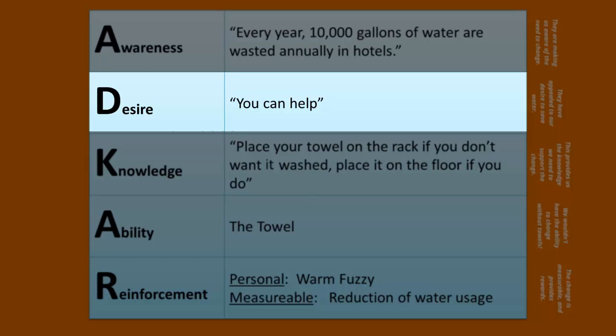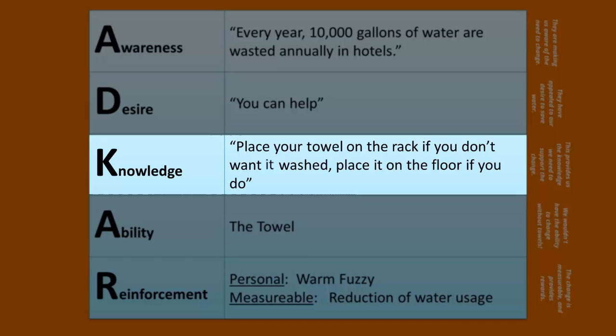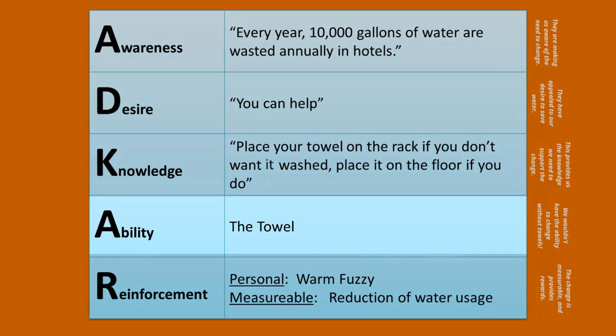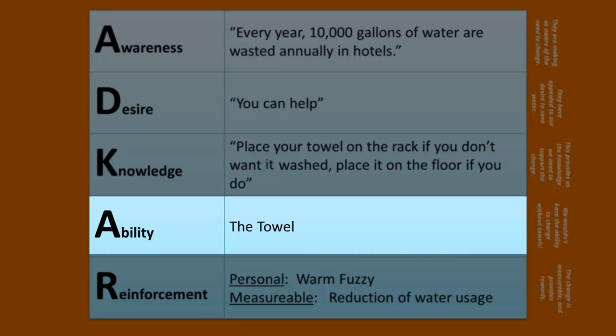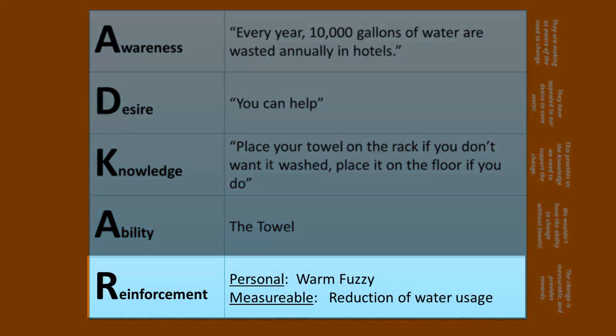In addition, they must also have the knowledge to be part of the change. In this example, our card trains us that using the towel rack lets us be part of that change. Sure enough, we are also given the ability to be part of the change, for without the towel, we would be standing there, wet and cold. Finally, there is personal reinforcement in the warm feeling that we get by contributing to sustainability. And very importantly, this change can be measured. That measurement becomes something that's extremely important when we start talking about applying this to business processes and tools.